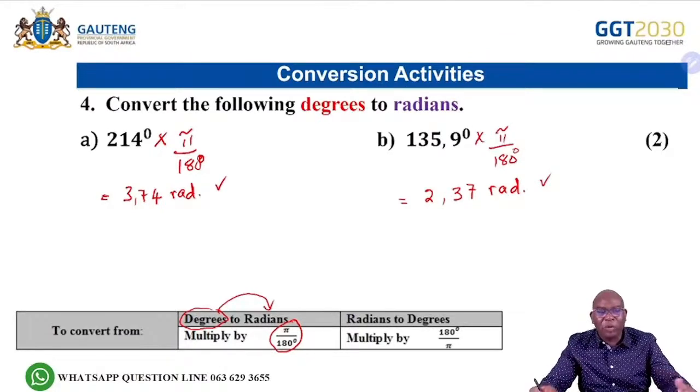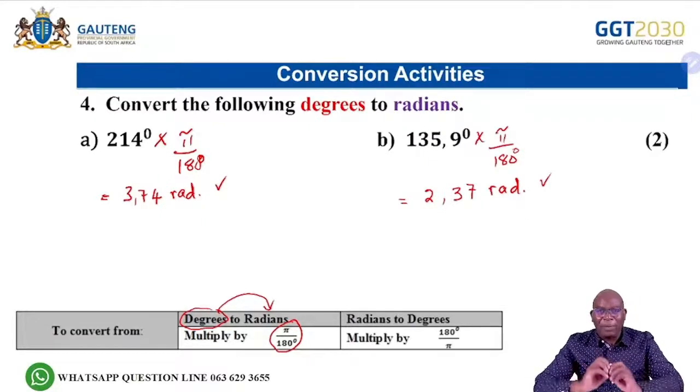So even this type of question will be 1 mark because we're just using a calculator there. We're just saying 214 multiplied by pi over 180. Please don't confuse the two, the pi over 180 and the 180 over pi. Okay, 180 over pi is when we're changing from radians to degrees. Pi over 180 is when we're changing from degrees to radians. So it's just 1 mark.